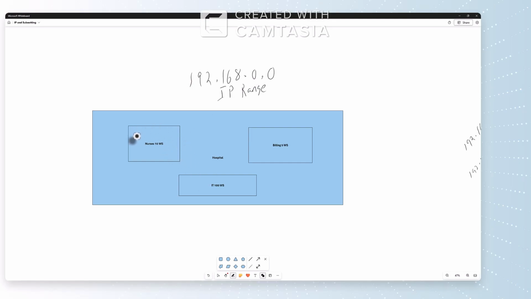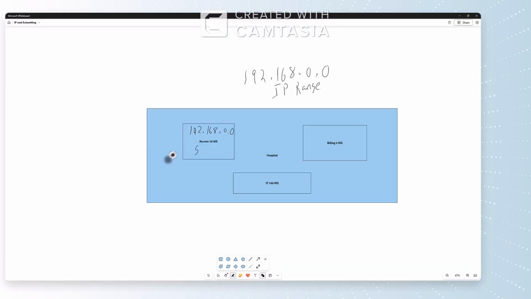So what we could do is say, pretend we didn't use this range over in our house example. We could say, hey, this is our nurses, 192.168. I'm going to give you 0.0. That gives us 254 available usable IPs.